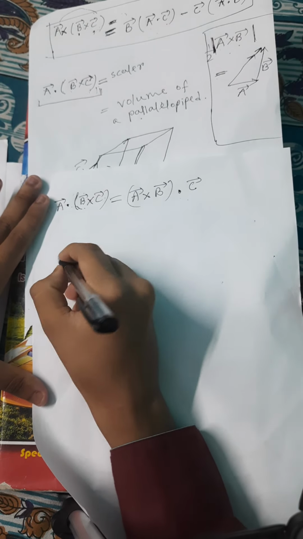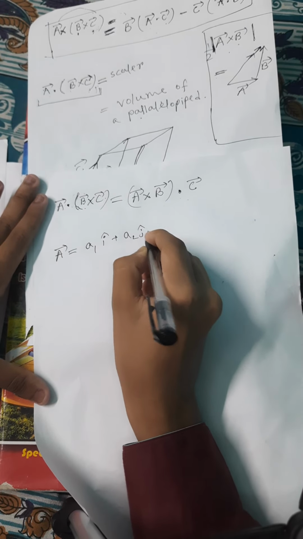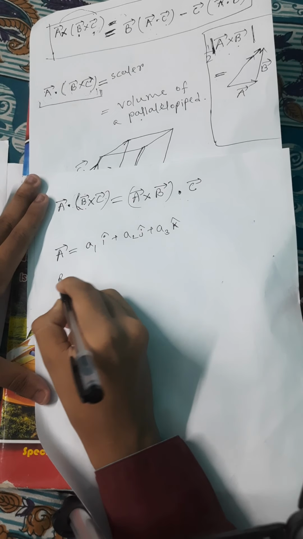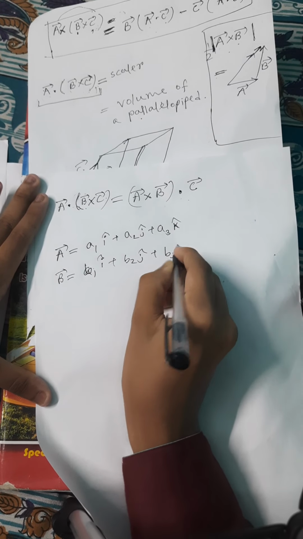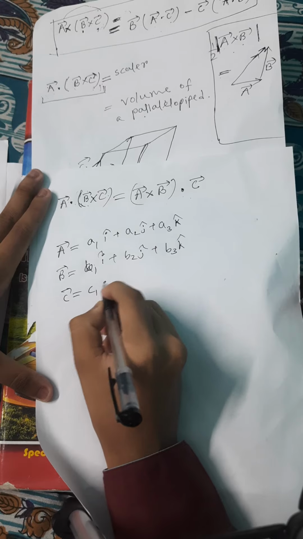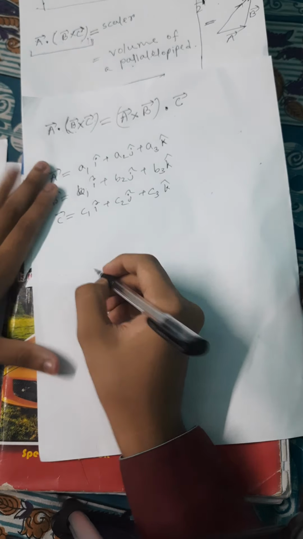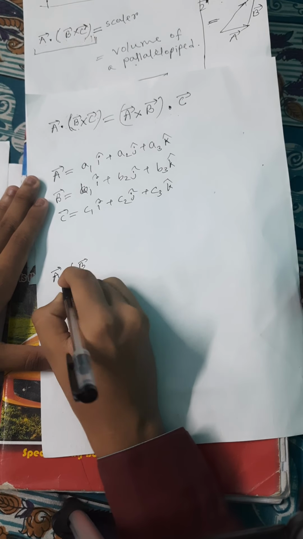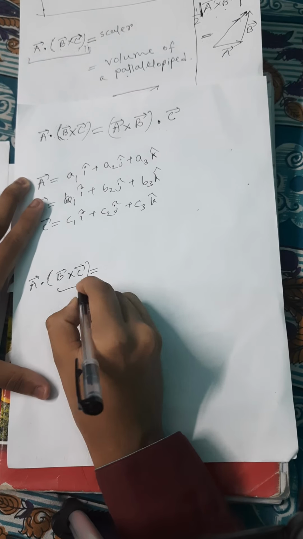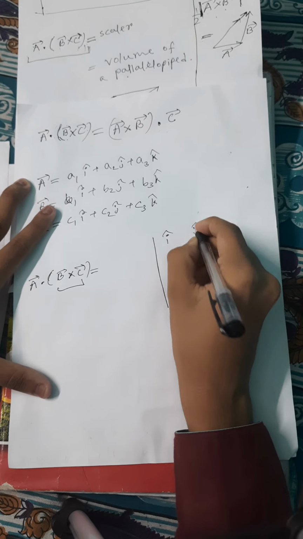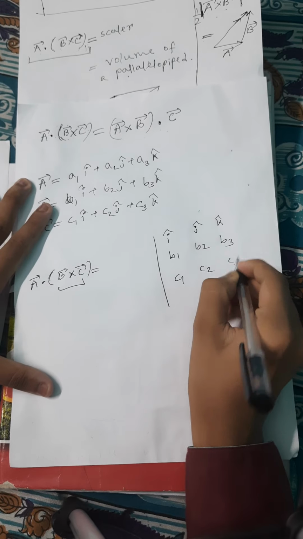Because you remember, suppose vector A is A1 i plus A2 j plus A3 k, and vector B is B1 i plus B2 j plus B3 k, and vector C is C1 i plus C2 j plus C3 k. So what will be A dot B cross C? What is B cross C? B cross C, you write it in determinant form: i, j, k, B1, B2, B3, C1, C2, C3.